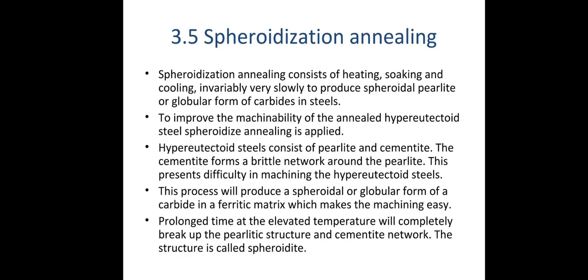Hypereutectoid steel consists of perlite and cementite. The cementite forms a brittle network around the perlite. This presents difficulty in machining the hypereutectoid steel. The process will produce a spheroidized or globular form of carbide in a ferritic matrix, which makes machining easy. Prolonged time at an elevated temperature completely breaks up the perlitic structure and cementite network. The structure is called spheroidite.